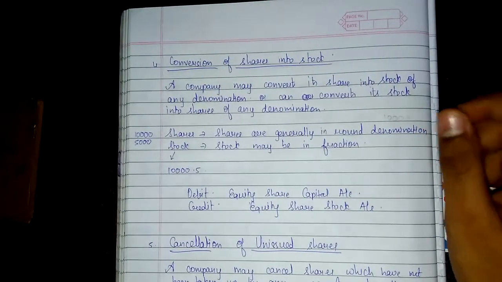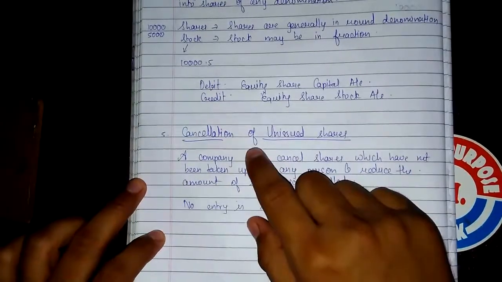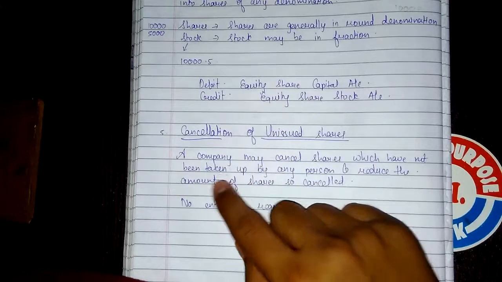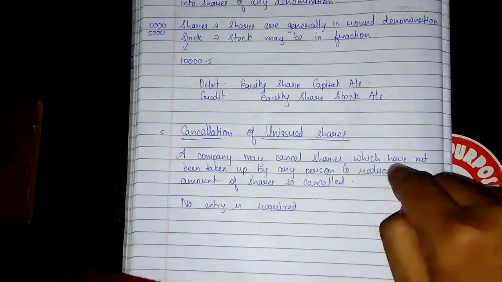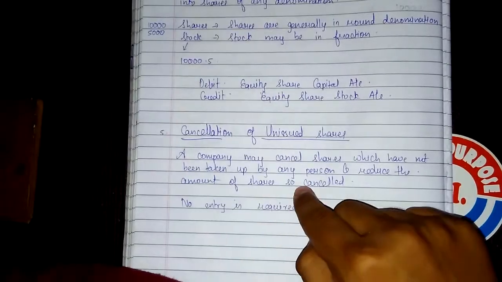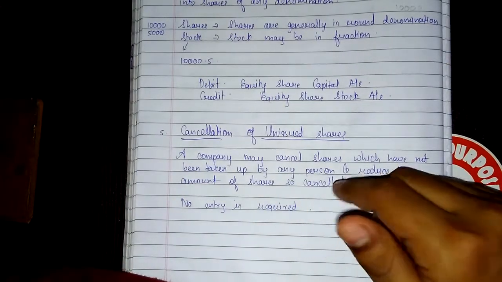I hope you all have paused the video and copied this much. The last part is cancellation of unissued shares. What does this mean? A company may cancel shares which have not been taken up by any person and reduce the amount of the share so cancelled. Okay, what does this mean?